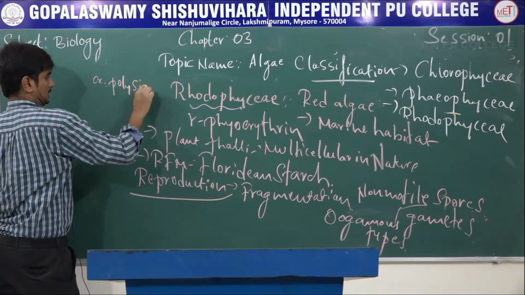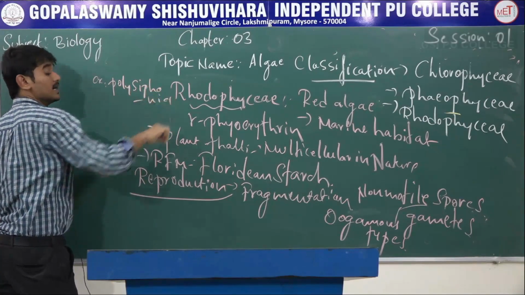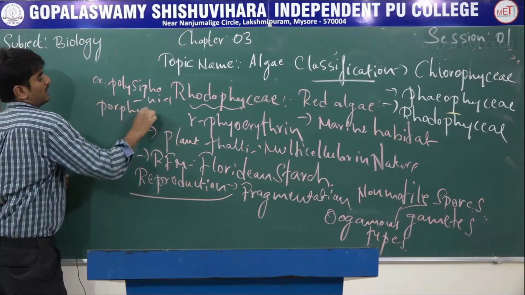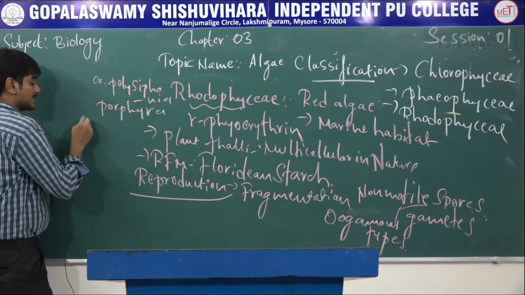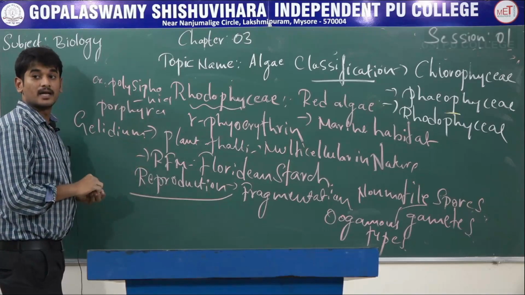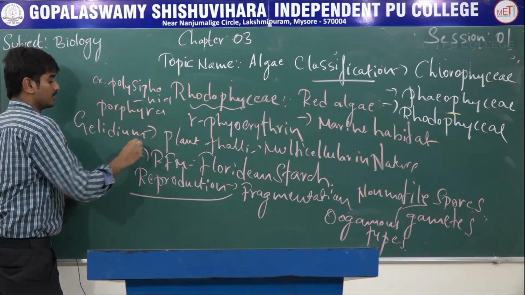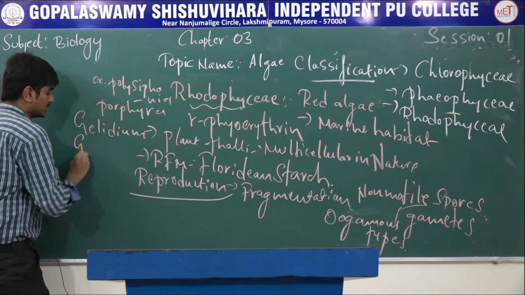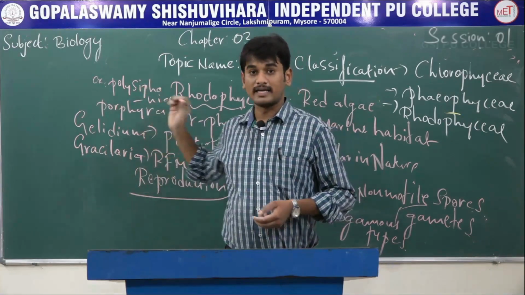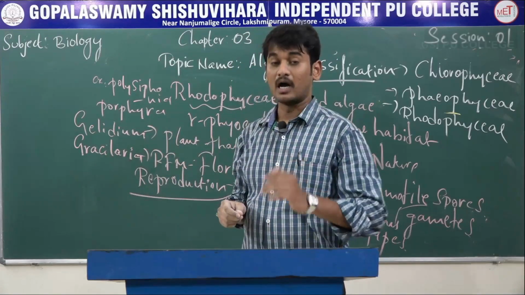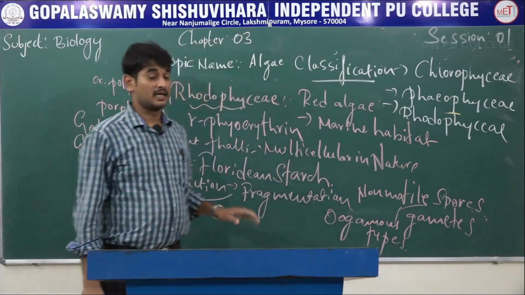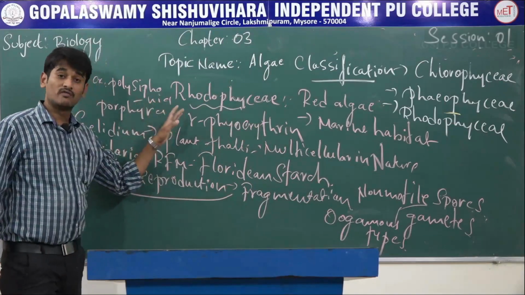Examples of Rhodophyceae algae: Polysiphonia, Porphyra, Gelidium and Gracilaria. These are all examples of rhodophycean algae. So these are all about Rhodophyceae.